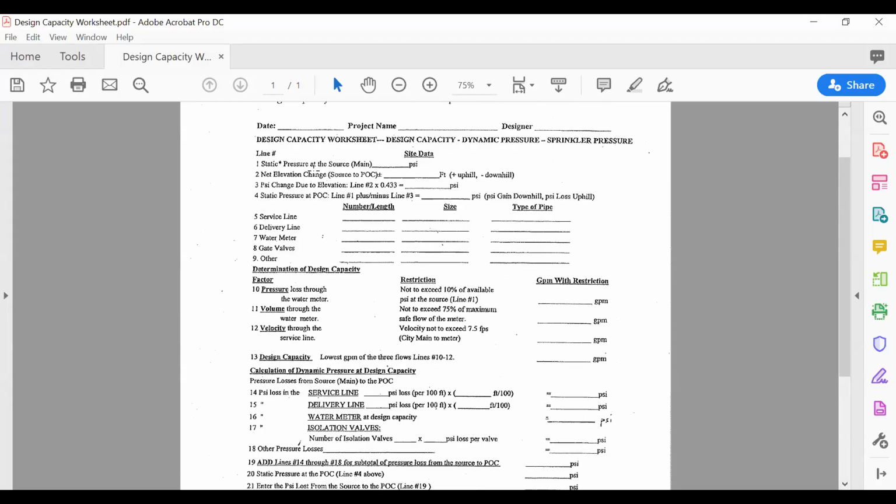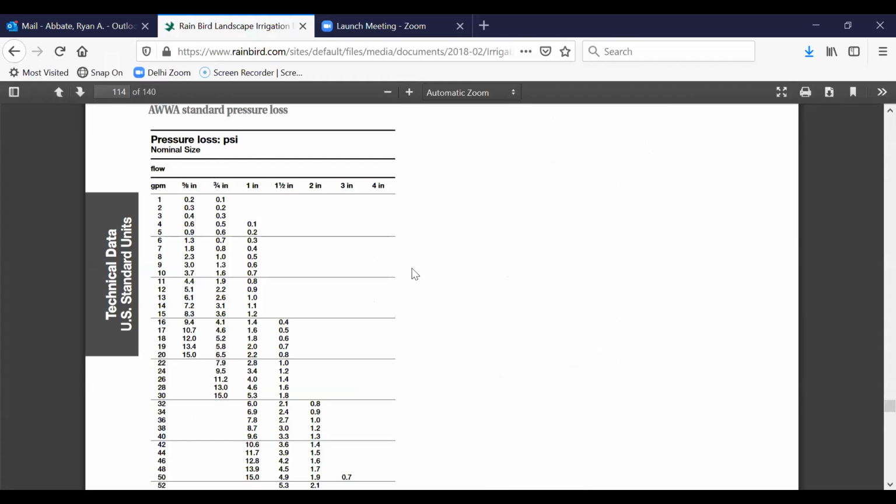And for your test towards the end of the semester, I will give you one of these, and you will have access to your charts. So it's just taking the charts and inputting them into the design sheet to come out at the end with the number.